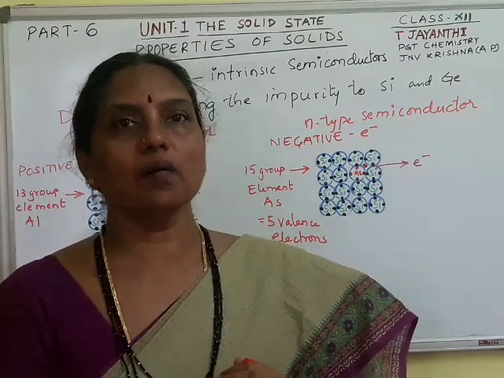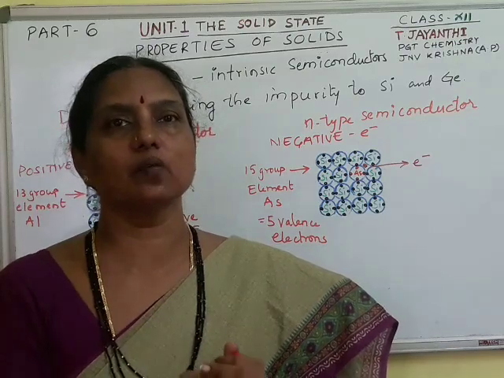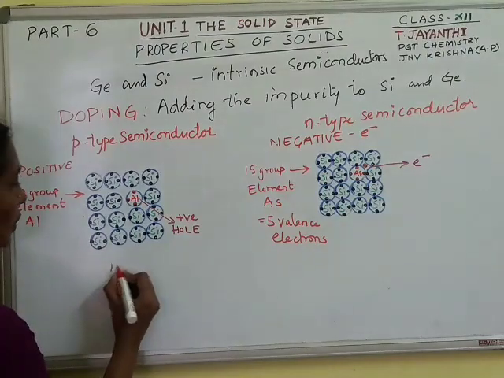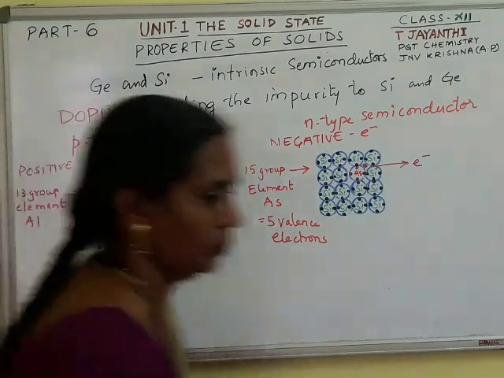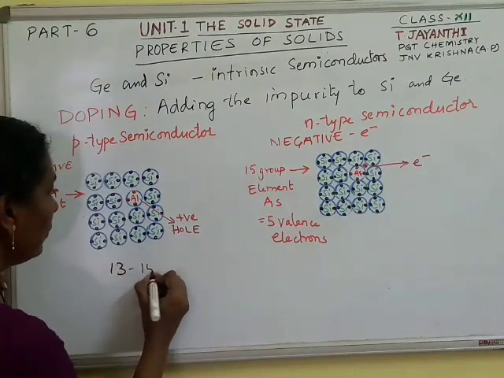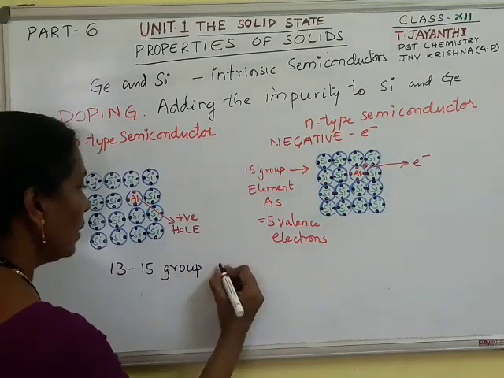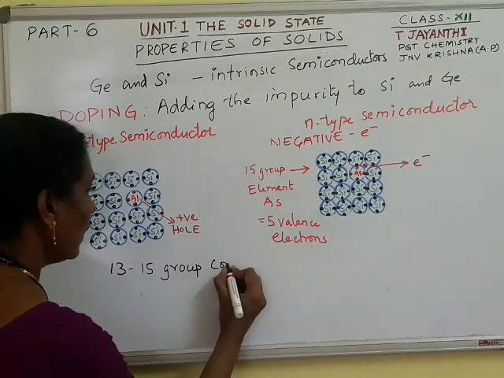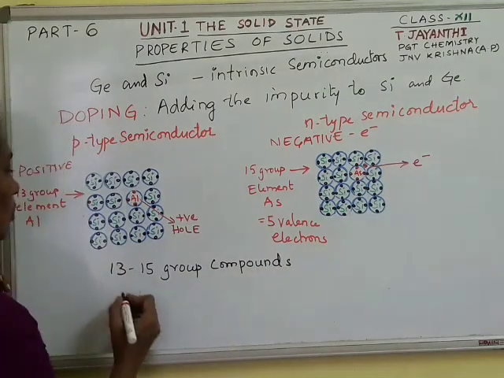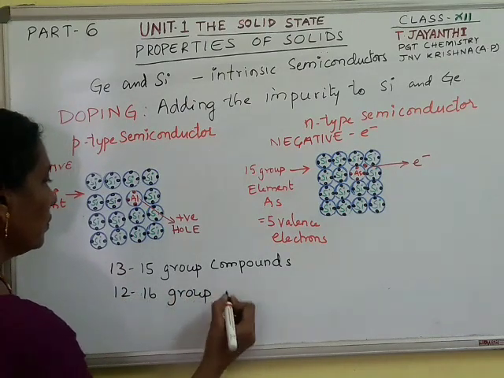Not only that, this type of mixing of two elements of two different groups can also be used for making certain compounds. When 13 and 15 group elements are combined, they are called 13-15 group compounds, and similarly 12-16 group compounds.